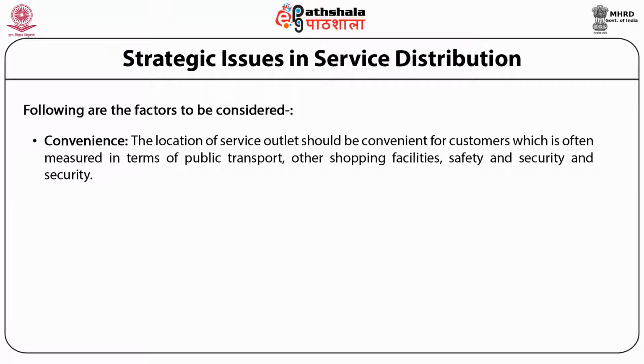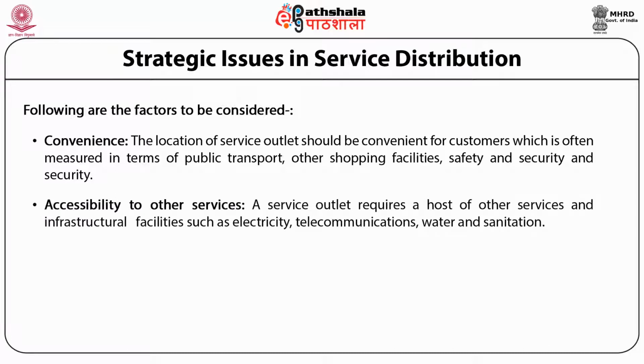Next point is convenience. The location of the service outlet should be convenient for the customer, which is often measured in terms of public transport, other facilities, safety and security. Another point is accessibility to other services. A service outlet requires a host of other services and infrastructure facilities such as electricity, telecommunications, water and sanitation. The location that provides an adequate, qualitative supply of these services is more suitable for a service organization.